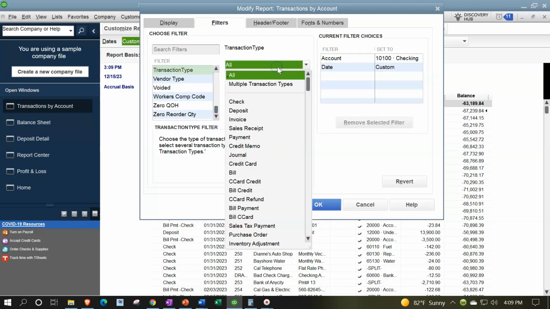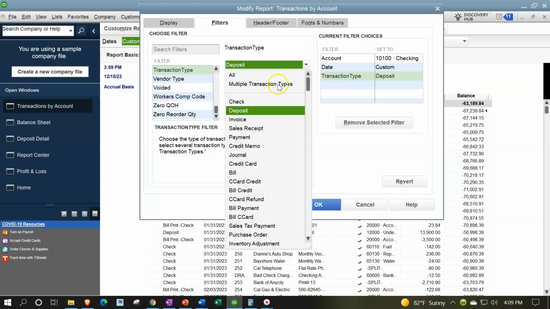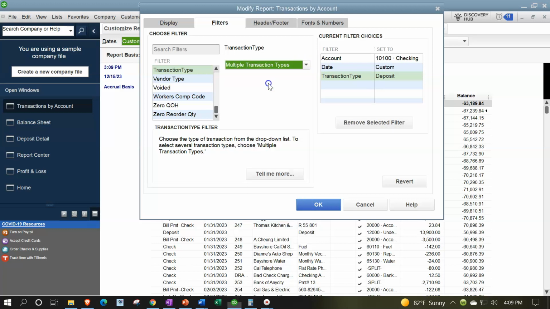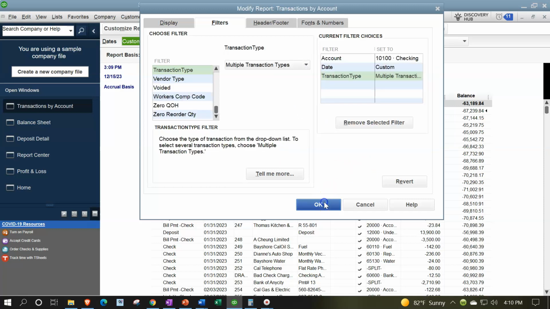And then you might just say, look, I would like to just see deposits or increases, or you might have multiple transaction types, in which case you could choose deposits here. And if there were any other increase items, which may, for example, include a transfer, although the transfer could be going either way. So I'm going to say okay, and then I could say okay.